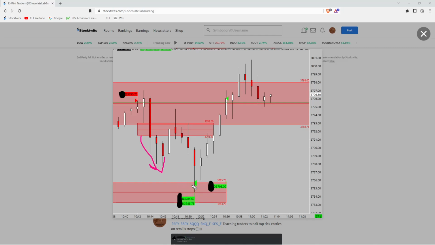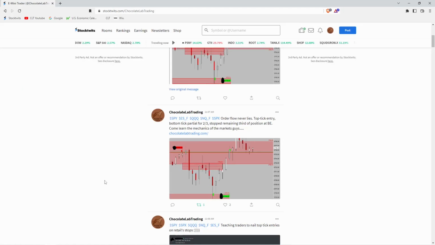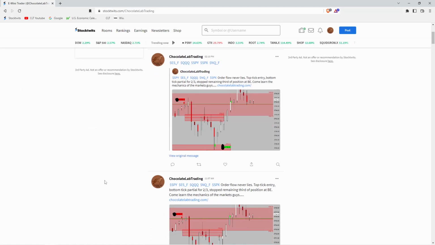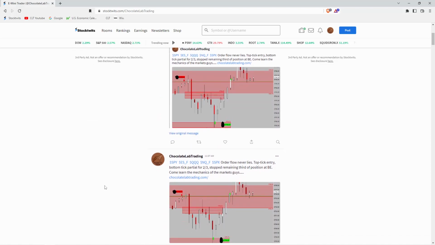Now, fine for me, I was able to get my partial off, but that is why I moved my stop to break even. Using the order flow, we can manage our risk much tighter. Using a simple candlestick chart, it's much more difficult. I think everyone can agree on that. But that was pretty simple. That was our morning session. We collected the coin, and that was it.